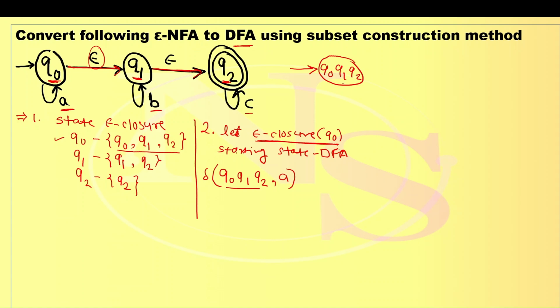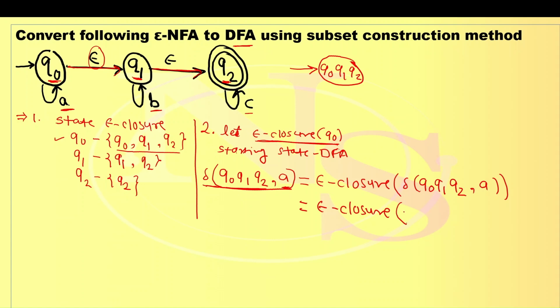So if this is the starting state, after reading A, where the starting state will go, that we need to find out. So how to find it out? Delta of Q0, Q1, Q2 on reading A. This also we need to find out using the epsilon closure. For example, we will write here the epsilon closure of, you need to write down the same thing there itself, delta of Q0, Q1, Q2 on reading A. This is as per the subset method. We will find out the new subset or new state. So this is very simple: the epsilon closure as it is.